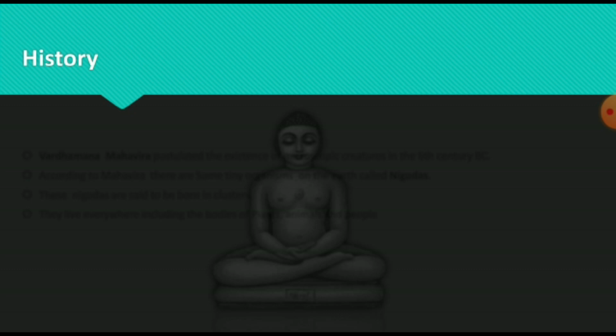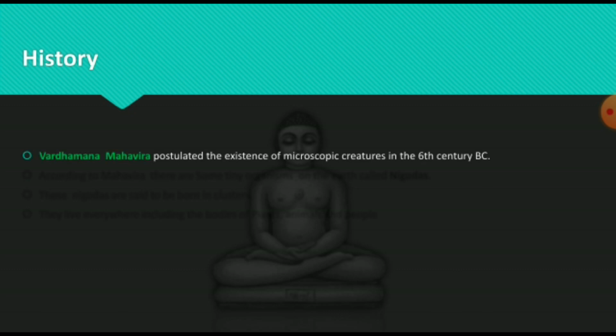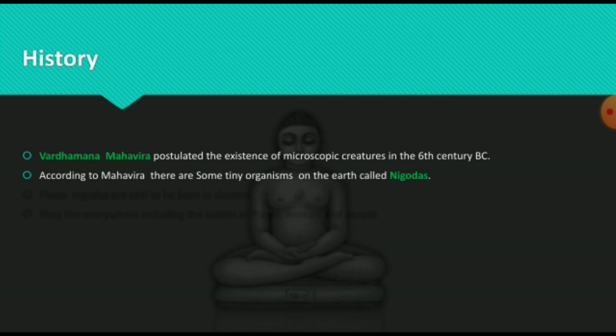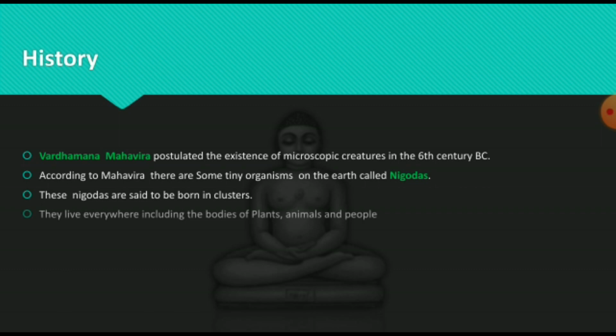In ancient time, Vardhamana Mahavira, who is the Jain leader, postulated the existence of some microscopic creatures and he named them as Nagatas. According to him, these Nagatas are born in clusters and live everywhere including the bodies of plants, animals and humans.